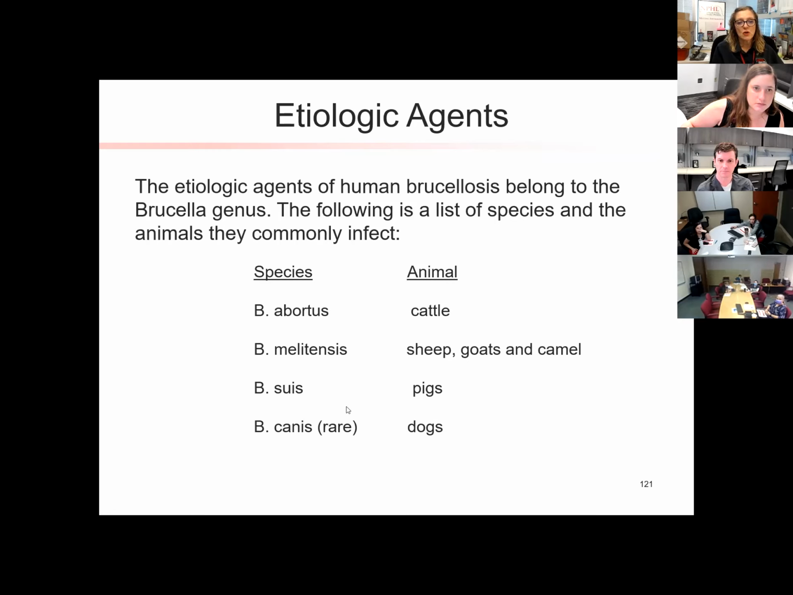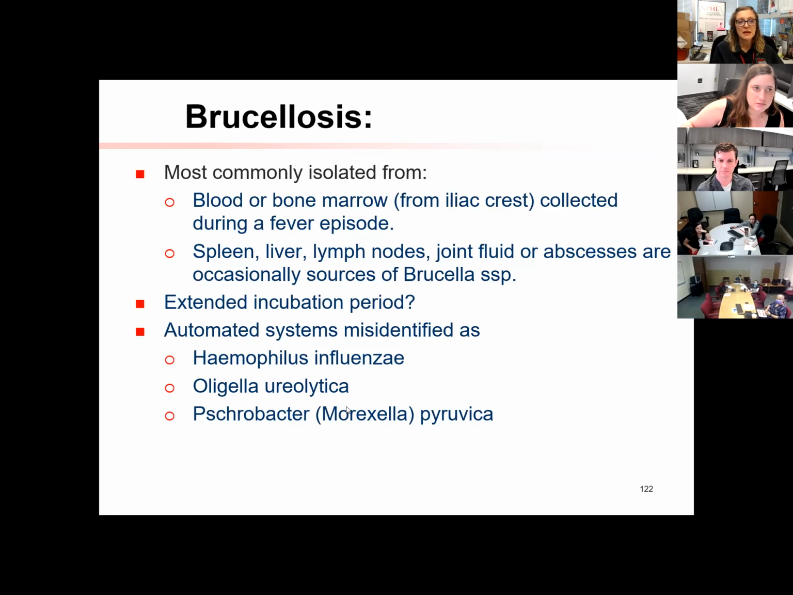So it's really good to know the history of the patient. Now, we talked a little bit about bone marrow. A lot of times physicians will ask that bone marrow is put into blood culture. And I think I described why.